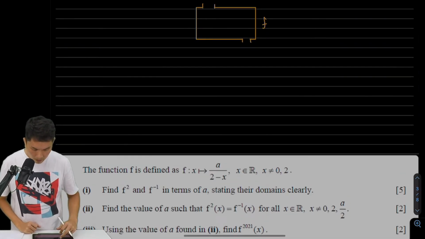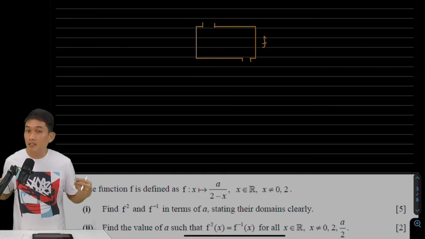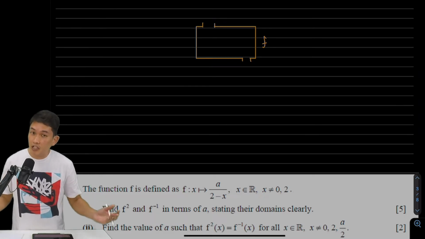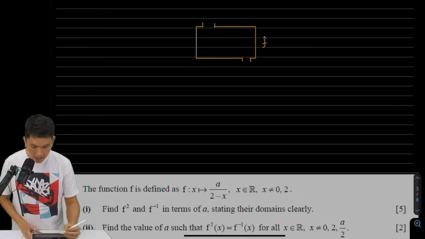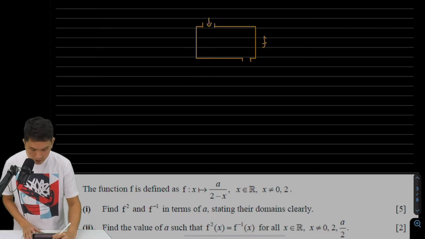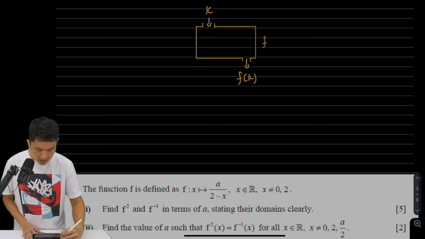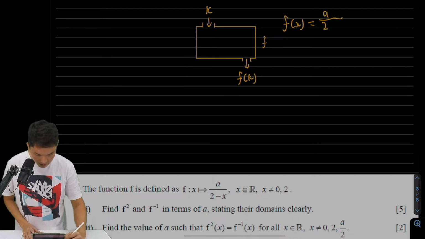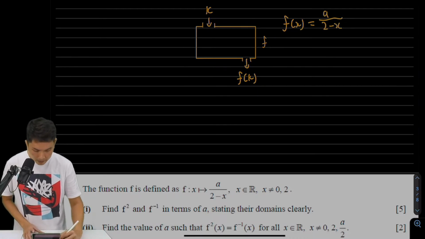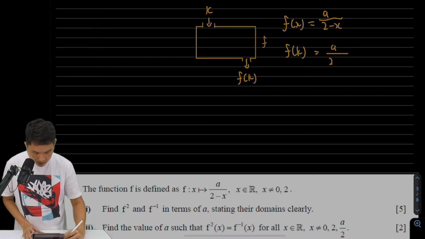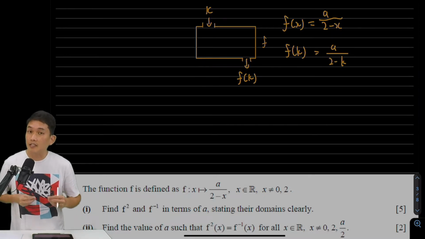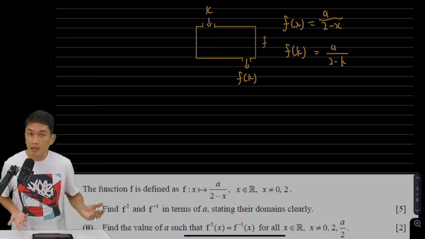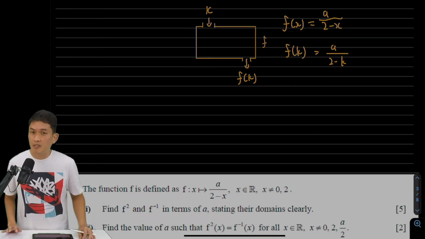Okay, so to simplify things, first of all, let's not think about mapping. Let's think about a function f as a machine, right? It accepts an input and it gives an output. So if I have an input, say k, then the output will be f of k. In this example, f of x is defined to be a over 2 minus x, which means that if I put in the input of k, then my f of k would just be a over 2 minus k. Every instance I see an x, I replace it with the actual input, which is k. That's it. You might already know this from secondary school.